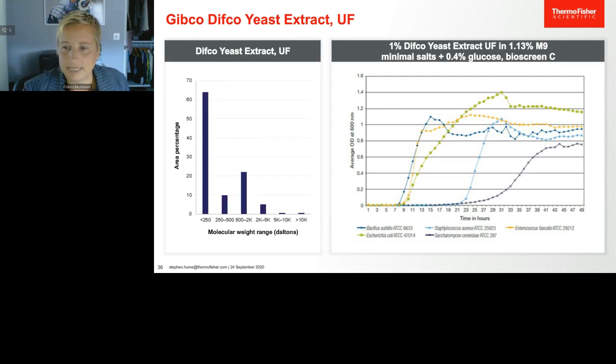So on this graph, you can see that the yeastolate is compatible with E. coli and Bacillus and Enterococcus strains, but not so much with the Staphylococcus and Saccharomyces strains. So on the left graph, you can see the distribution of molecular weights after the digestion process. And as I mentioned earlier, with our analytical testing capabilities, the degree of the digestion reflects in the molecular weight distribution and is used as one of the process control parameters to monitor batch-to-batch consistency.